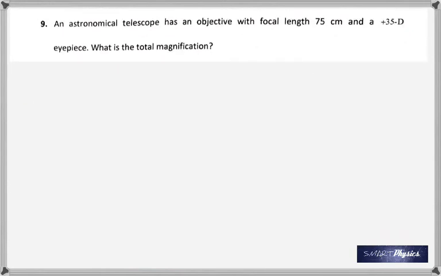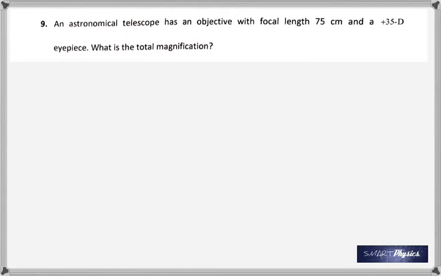And that brings us to the last one. An astronomical telescope has an objective with focal length 75 centimeter and a positive 35 diopter eyepiece. What is the total magnification? Now, in a telescope, if you're looking at objects far away, the rays are parallel when they are incident on the objective, and the objective produces the image at its focal point or in the focal plane.